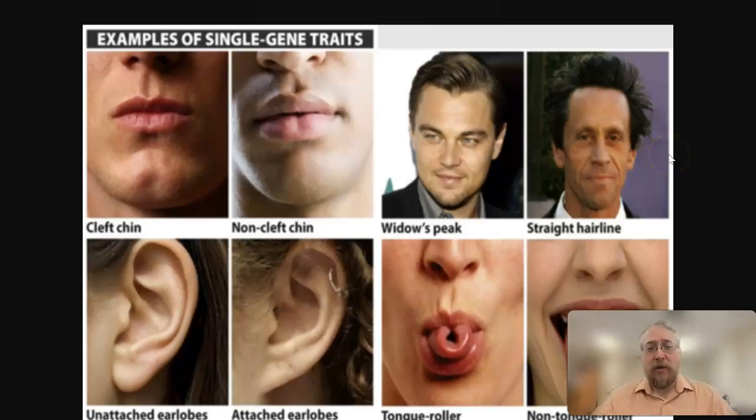Now we're going to divide our genes into two categories. We have single gene traits and polygenic traits. Single gene traits are determined by one gene. There can be a few alleles. We'll talk about those later. But they generally have three or fewer phenotypes. Examples here are the cleft chin and the widow peak, the earlobe type, and being able to roll your tongue. In class, we also discussed dimples and PTC tasting.